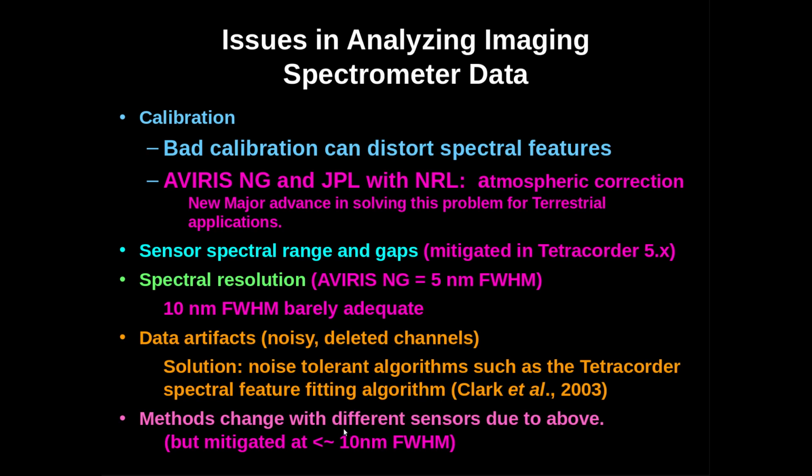Methods change due to different sensors due to the above. That was a problem pre Tetracorder 5 where you had to adapt the expert system. That's now mitigated, but if the spectral resolution is high enough, it works pretty well. As spectral resolution drops, you may need to still do a custom expert system. But fortunately, most spectrometers are currently in this spectral range, so I think we're in good shape moving forward.